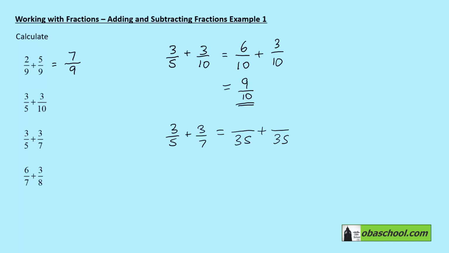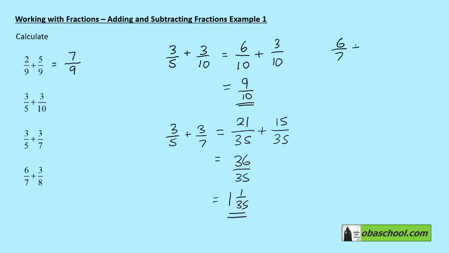Now, 5 to get 35 is multiplied by 7, so we need to multiply the 3. And that's not 31, it's 21. 7 gets multiplied by 5. 3 times 5 is 15. So that gives me 36 over 35, which you could probably leave there. But if you want to make that into a mixed number, that's 1 and 1/35.